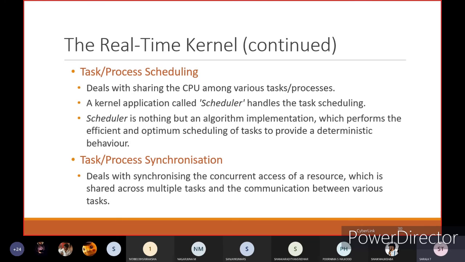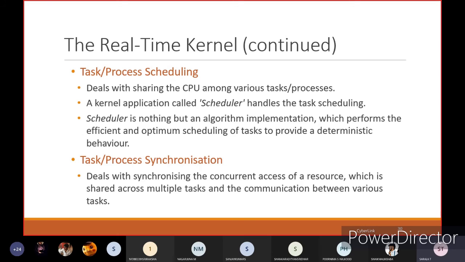And task or process scheduling deals with the sharing of the CPU among various tasks or processes. A kernel application called the scheduler handles the task scheduling. As I told you, in task or process scheduling, you will be arranging them. When one task is executing, its priority should be verified, and what amount of time it has to be executed should also be verified, and then it will be scheduled in the top priority. After that the next one, after that the next one.